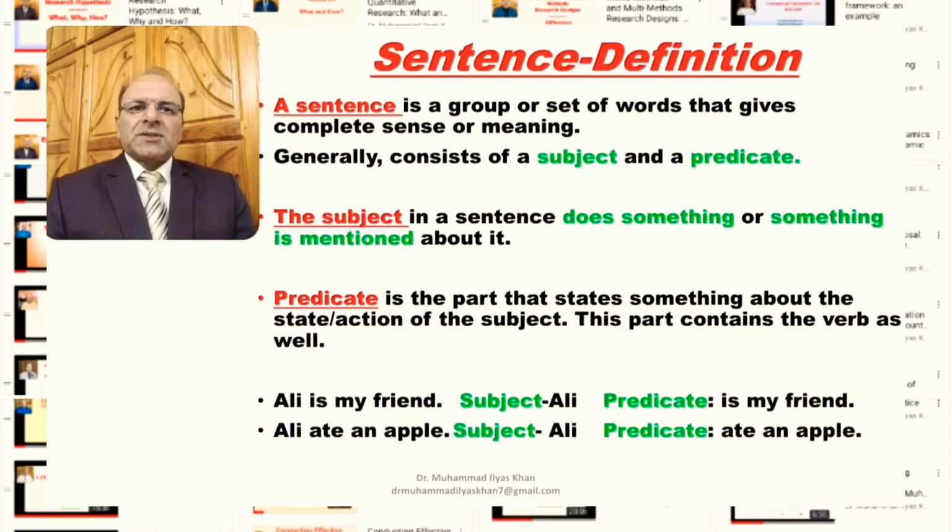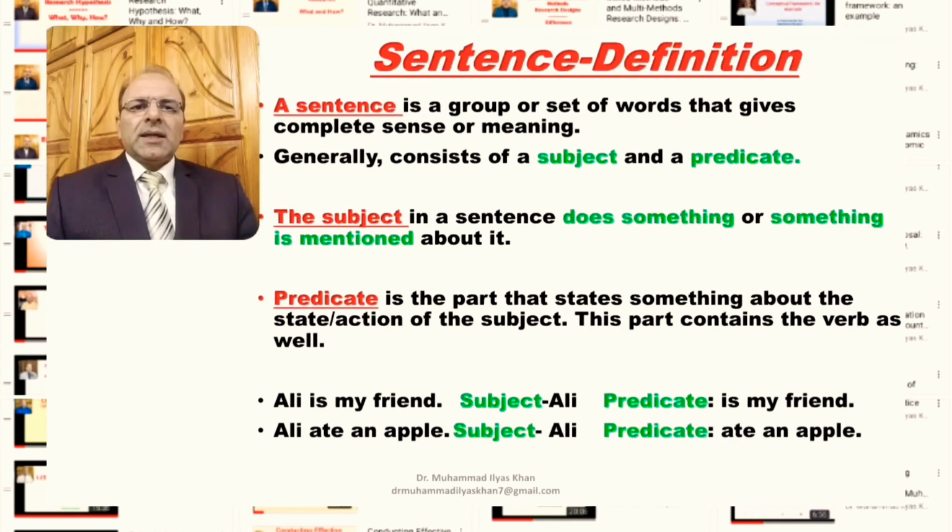What is a subject? The subject in a sentence does something, or something is ascribed to or mentioned about it. A predicate, on the other hand, is the part of the sentence that states something about the state or action of the subject. This part contains the verb as well. So here are two examples. Ali is my friend. Here the subject is Ali and the predicate is my friend.